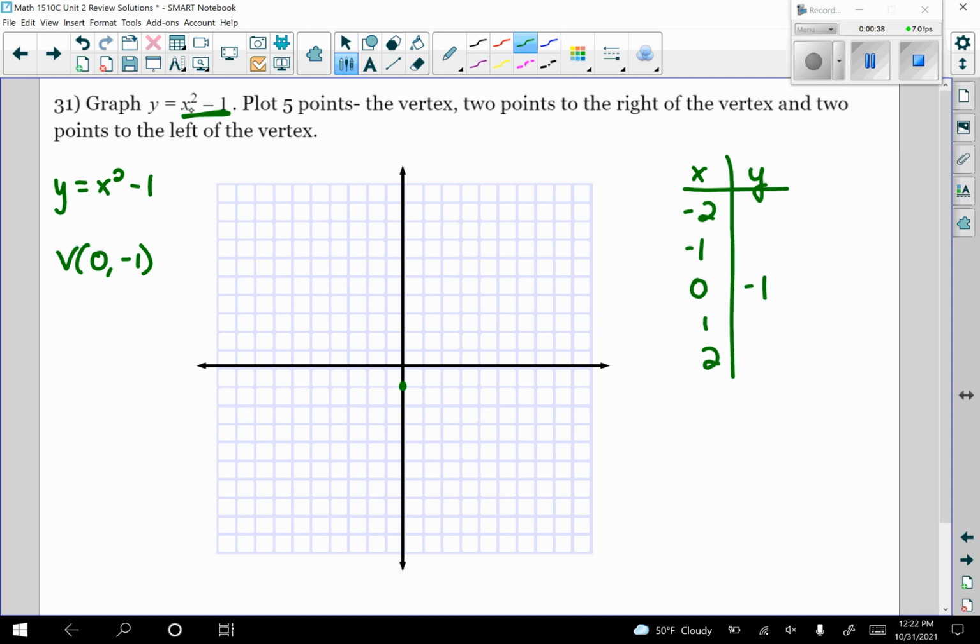So 1 squared is 1, minus 1 would give me 0. 2 squared is 4, 4 minus 1 will give me 3. So then we would have 0, 3. So we would go over 1, up 1, and then 2, 3, just like counting over 2 and up 4. And I would have the same thing on the other side. So hopefully you guys are getting quite comfortable graphing quadratics.